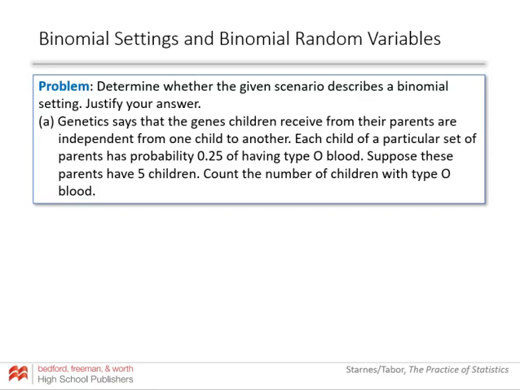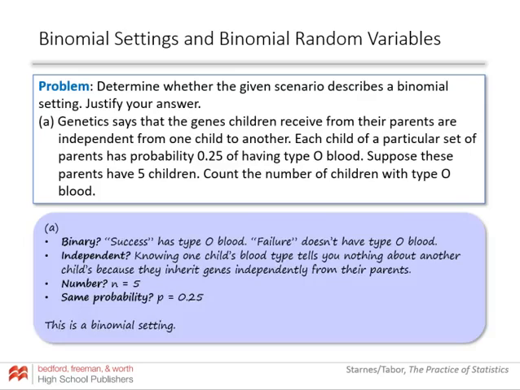Well, let's go through. BINS, so B, binary. Yeah, they either have type O blood or they don't. Is it independent? Well, they told us that the genes they receive are independent. Number, we know that they're going to have 5 children. And then is the probability the same? Yes, we know it's 0.25. So this is a binomial setting.